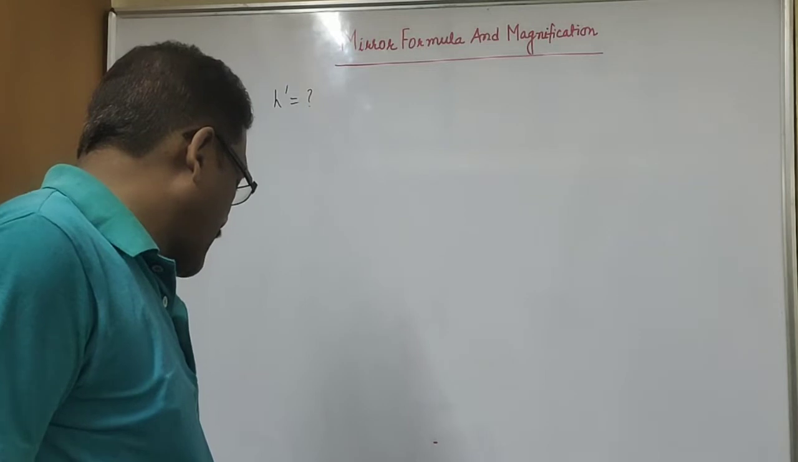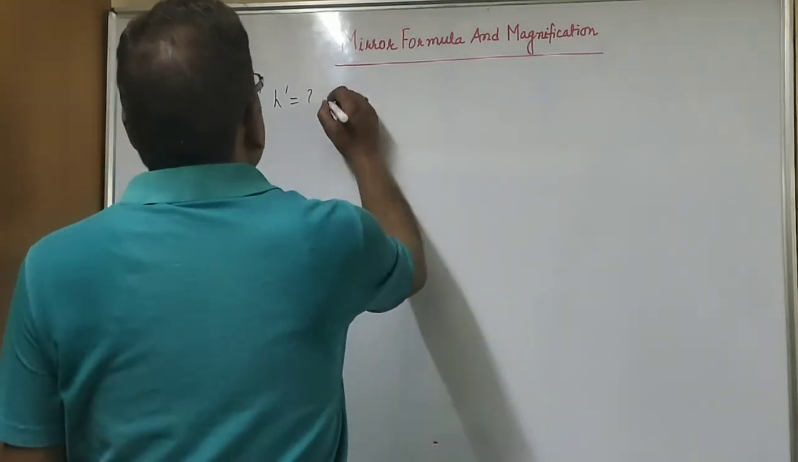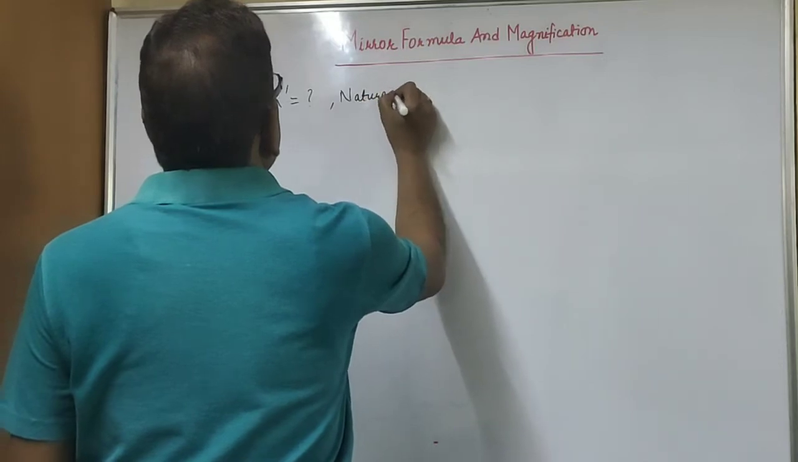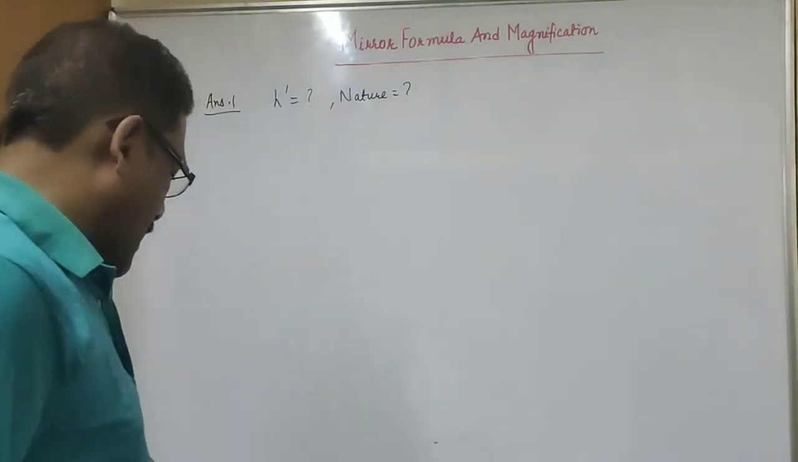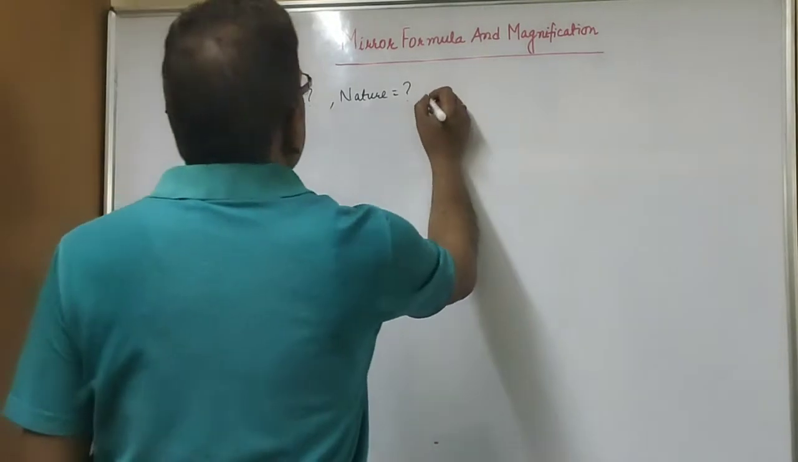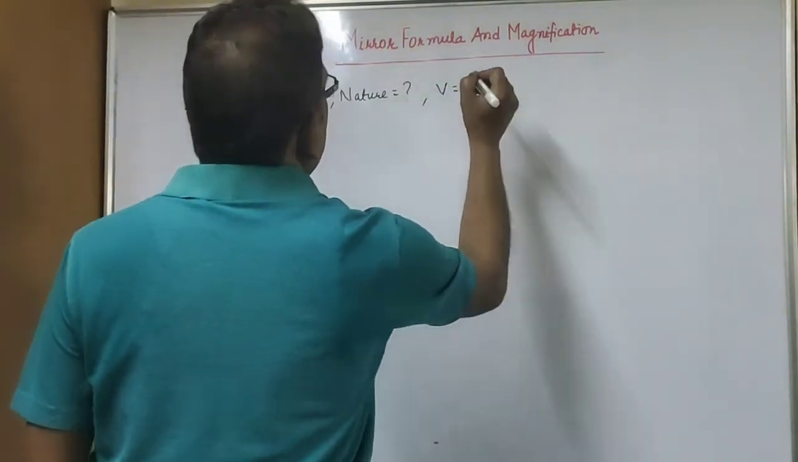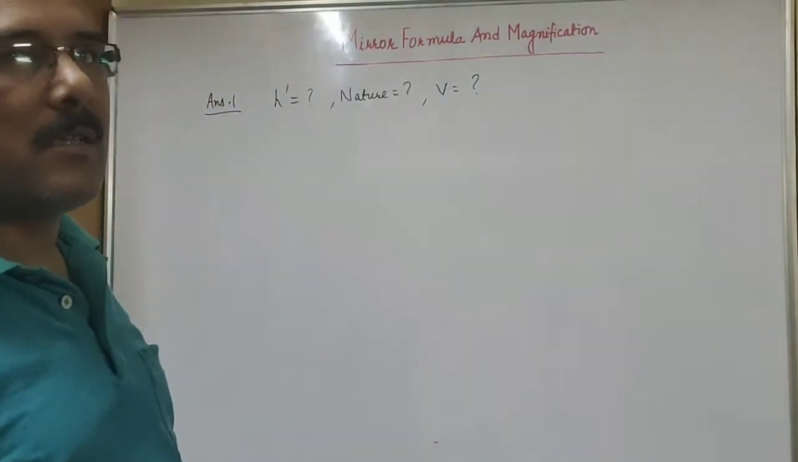Then its nature. And then position of image means you have to calculate the image distance where the image is located.